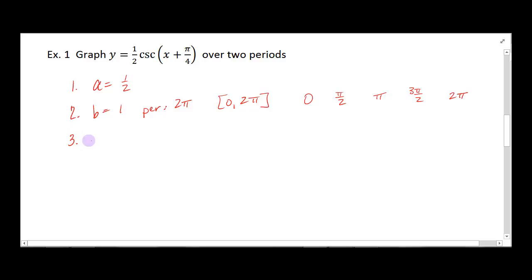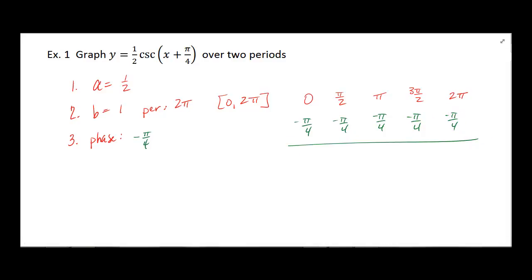The third thing I want to address is the phase shift. This function has a phase shift since I am adding something to the variable x, and this is going to be the opposite sign, so we are technically subtracting pi over 4 from each of these points that I've created. We're going to subtract pi over 4 from each of these 5 values, and you can do that using your calculator or in your head. Either one doesn't matter to me. I'm just going to pause the video, fill these in, and we'll come back.